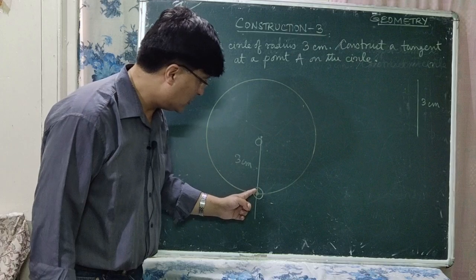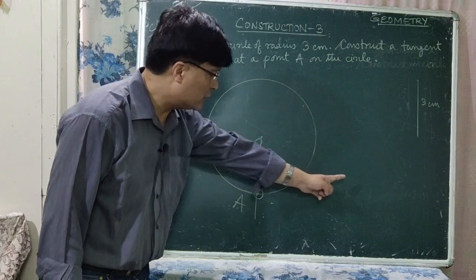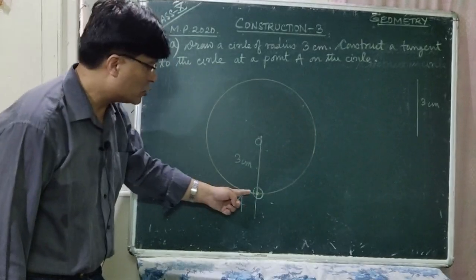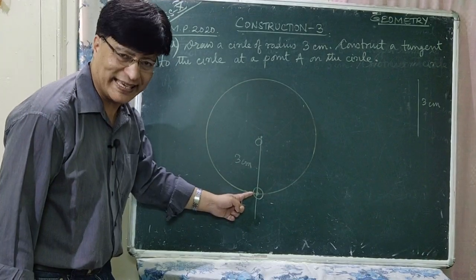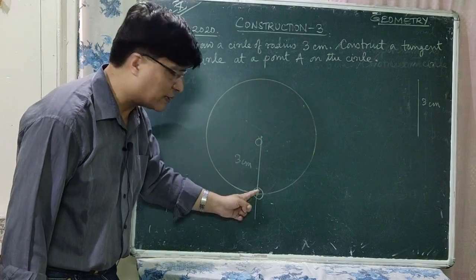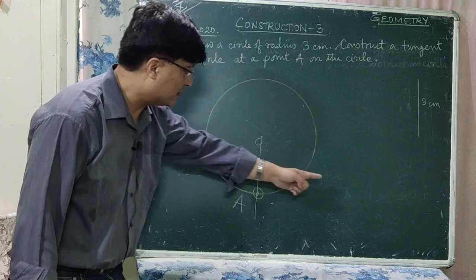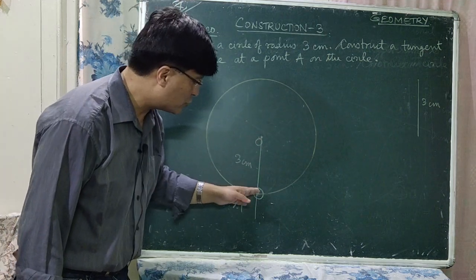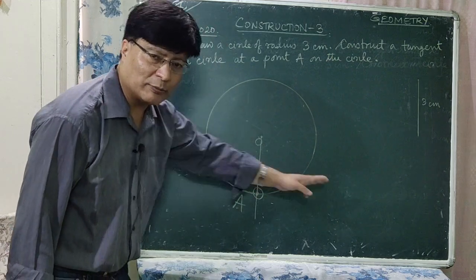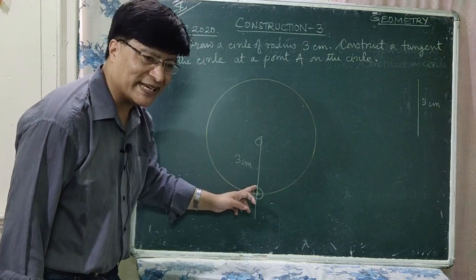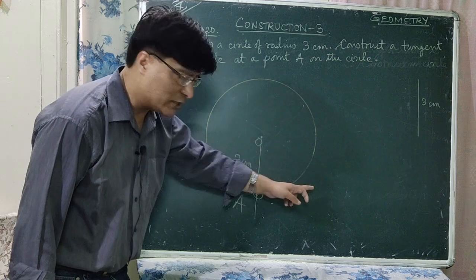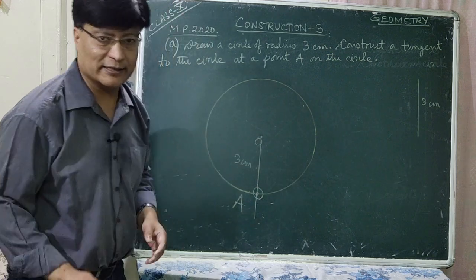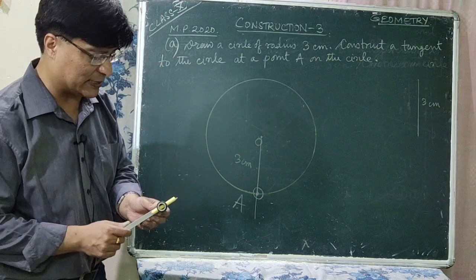You know that this A is a point of contact. And you have to draw a tangent to this point of contact A. And this OA is the radius through the point of contact A. And that tangent will be perpendicular to OA. That means you have to draw a perpendicular through the point A on the circle, which is perpendicular to the radius OA. That will be the tangent.